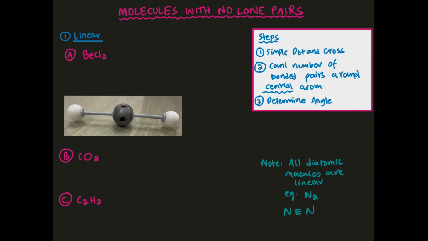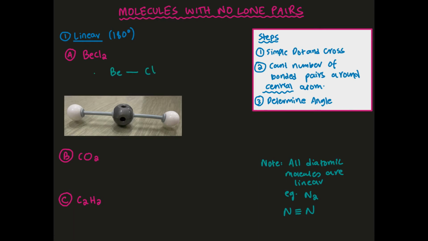The first type of shape that we're going to be talking about is linear. As we talked about previously, the bond angle for linear shapes is 180 degrees. Whenever you're trying to determine the bond angle for any shape, the first thing you do is make a simple dot and cross diagram. If you're confused about dot and cross diagrams, there's a video up on that as well, so you can go check that out. For BeCl2, the central atom is beryllium.